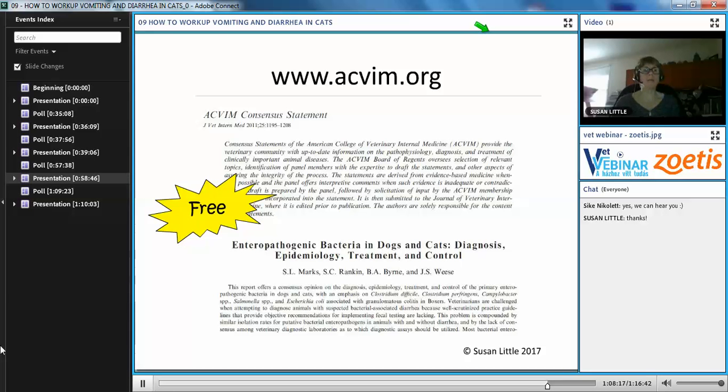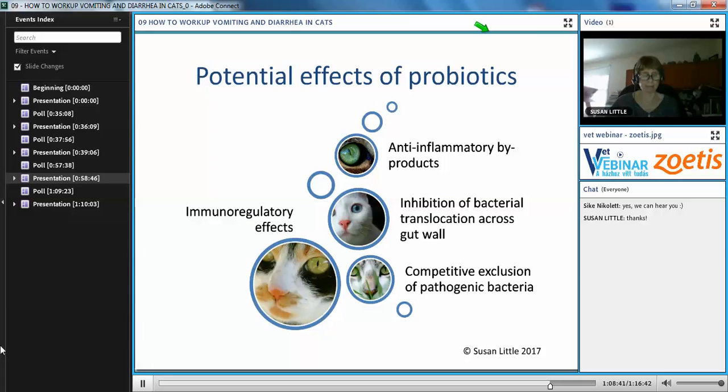So if you want to read more about this, the American College of Veterinary Internal Medicine has a really nice free set of guidelines on treating enteropathogenic bacteria in dogs and cats. So the ins and outs, which diseases, when do we use antibiotics, how do we make diagnoses, what are the other treatment and control options, and so on. So I'd refer you to that document, which you can find free online. So that's antibiotics. I just wanted to say a word or two about probiotics.